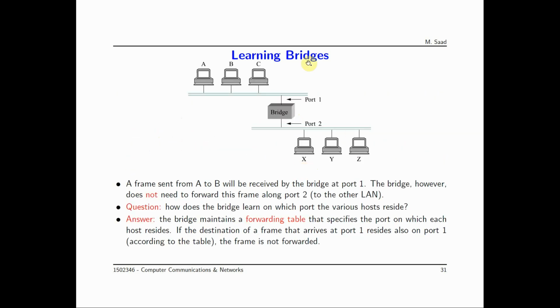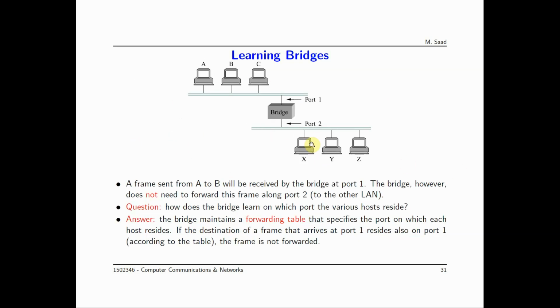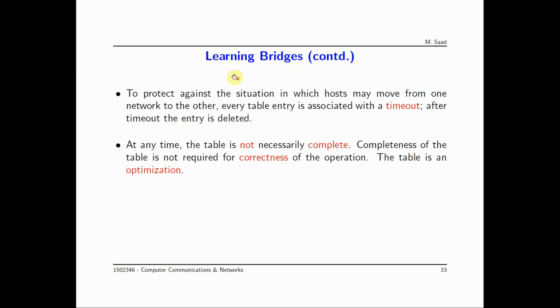So if in the future any other station wants to send to X, X is in the table already, which means that the bridge can really decide whether it has to forward or not. Once all stations have sent at least a frame, the table is complete. Now a couple of comments.